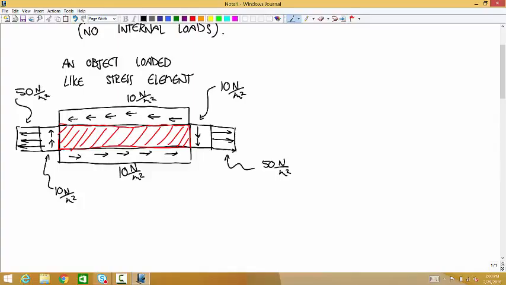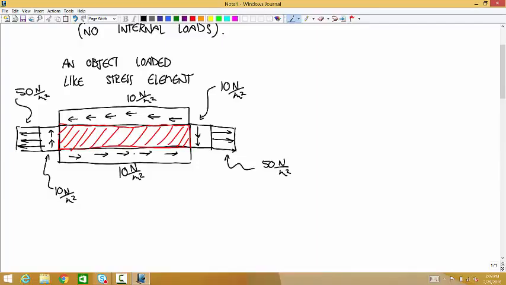So this is loaded like a stress element because every load on one face is matched by an equal and opposite load on the opposite face, and any of these shear distributed loads have 4 faces in the pattern that's required for a stress element.